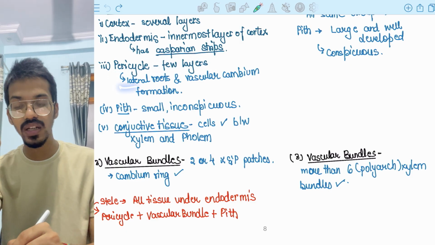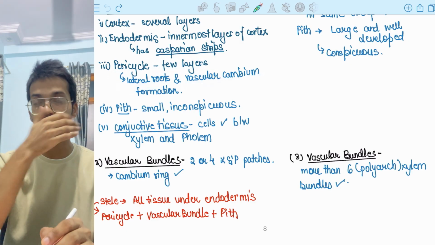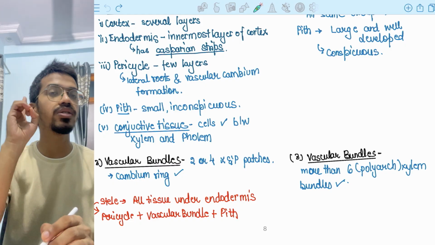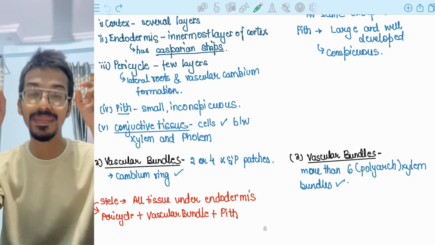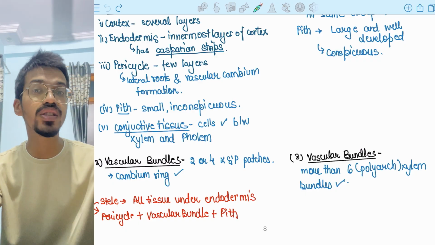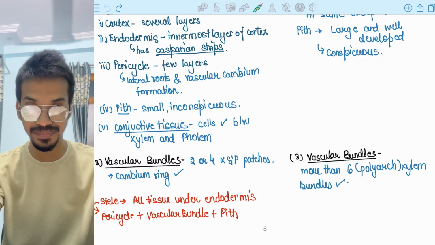It gives rise to the lateral roots. Now the very important thing: lateral roots are not the same thing as the root hair. Root hair is formed by the epidermis; it is unicellular. Lateral roots are what? These are secondary or tertiary roots, which are part of a growth pattern.